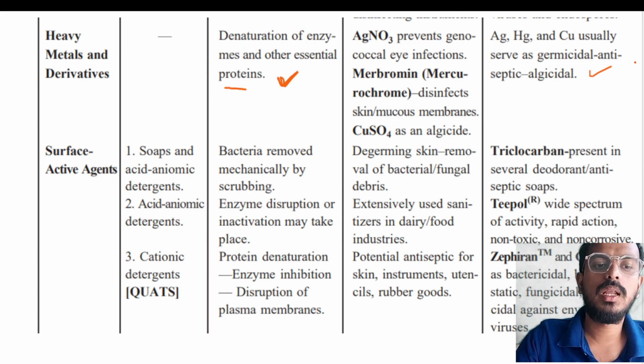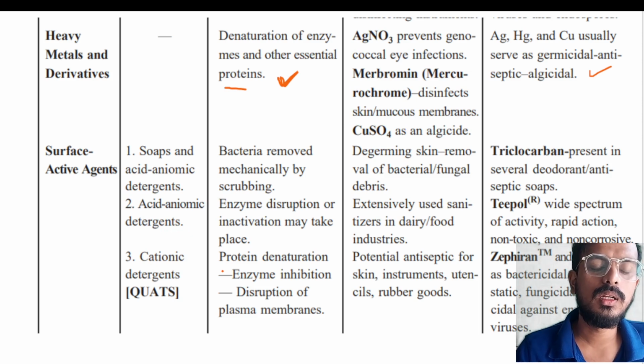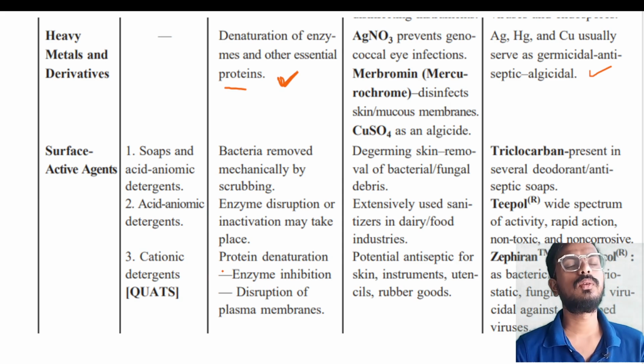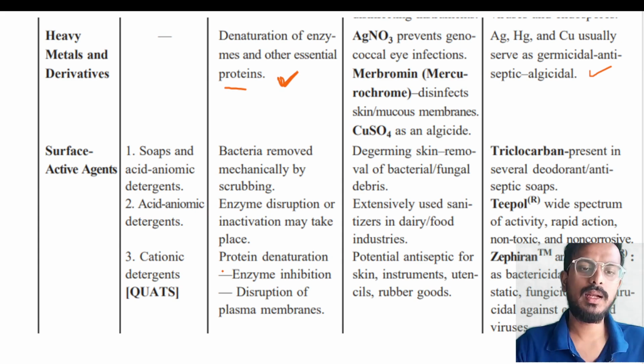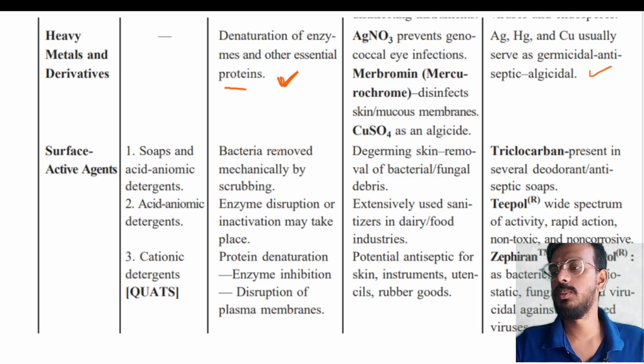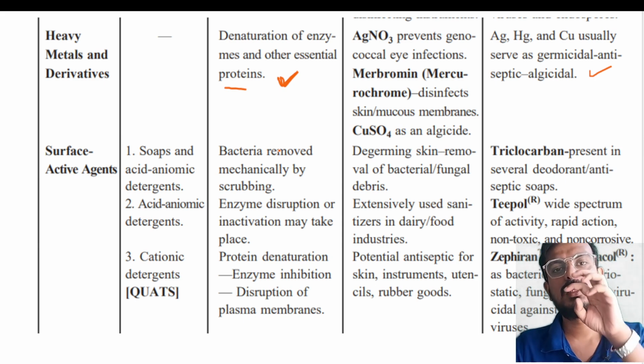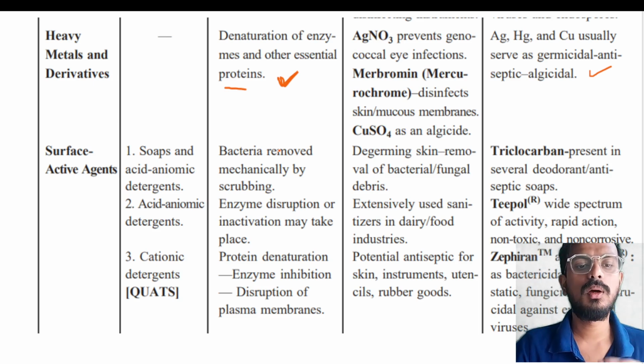Next, surface active agents like soaps, acid-anionic detergents, and cationic detergents. You all know that we apply soap on our hands for the cleaning of microbes. The bacteria are removed mechanically. When we rub the soap around our hands, during the rubbing process these microbes are washed out from our hands.